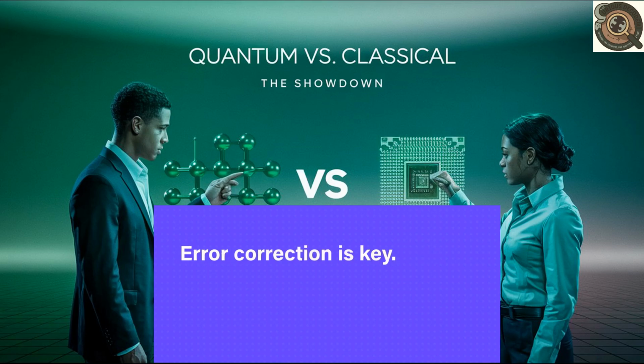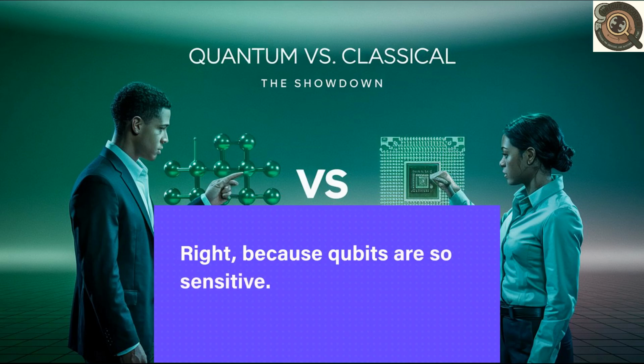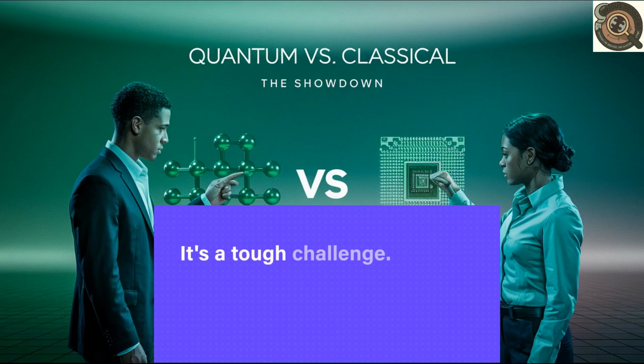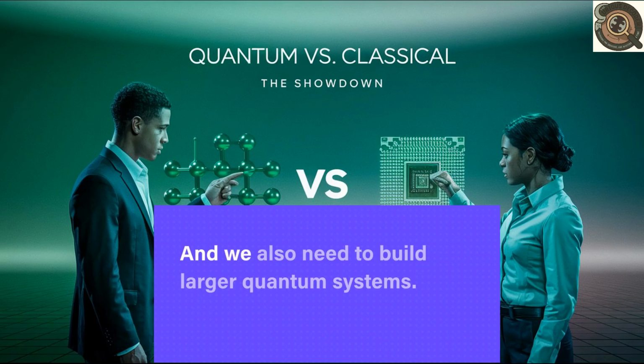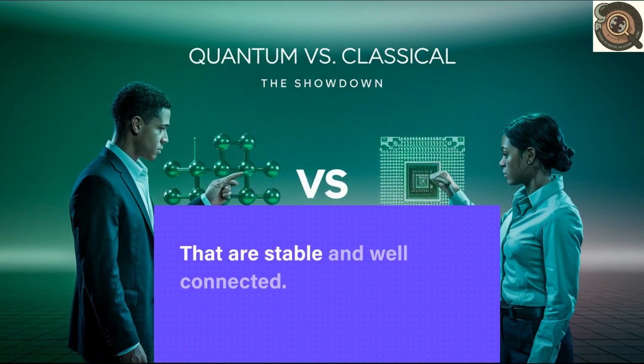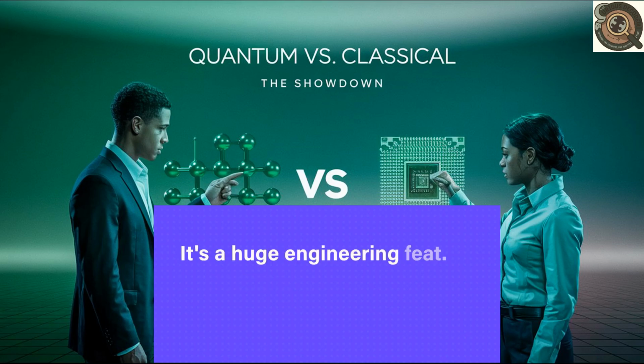Error correction is key. Right, because qubits are so sensitive. We need ways to detect and correct errors to build more reliable quantum computers that can tackle complex problems. It's a tough challenge. It is, but scientists are making progress. And we also need to build larger quantum systems with more qubits that are stable and well-connected. It's a huge engineering feat.